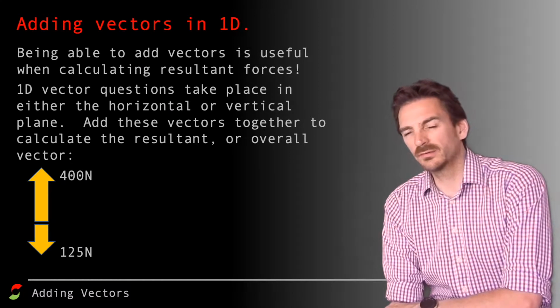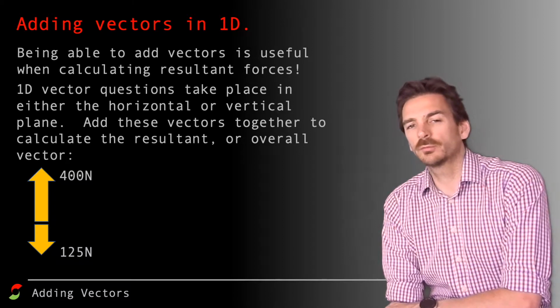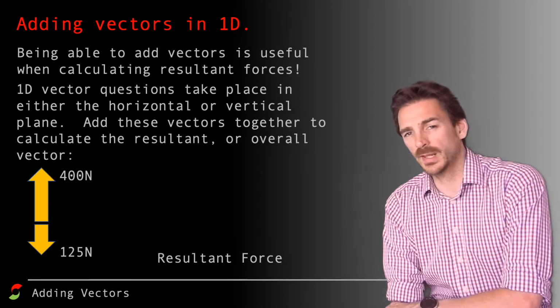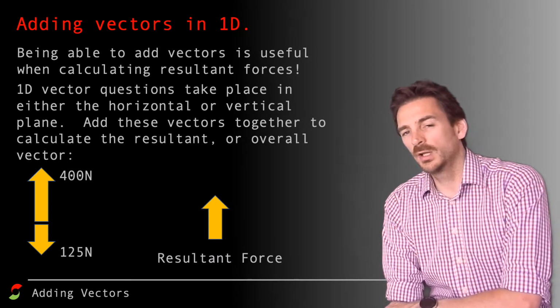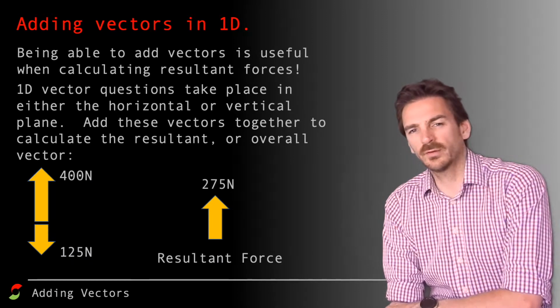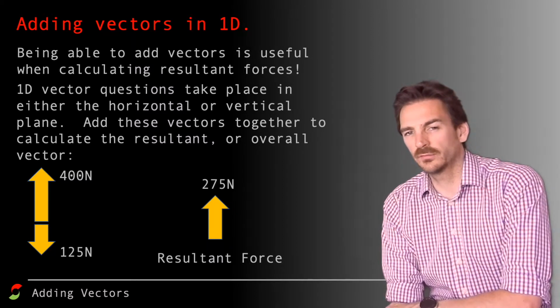So we're going to be adding these two vectors together. But because they act in opposite directions, it means we subtract one from the other. So clearly the resultant force is going to be acting in the upward direction because 400 is larger than 125. Subtract 125 from 400, we're going to get 275 newtons. So the resultant force is 275 newtons acting upwards.